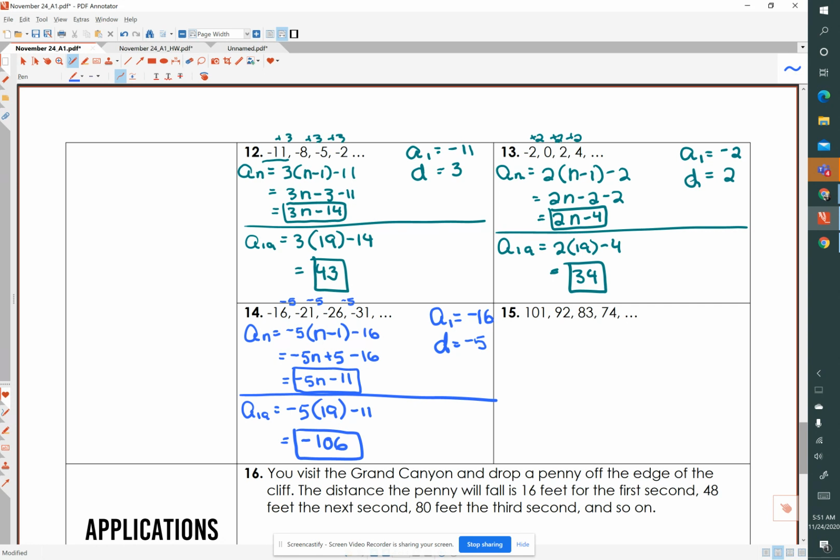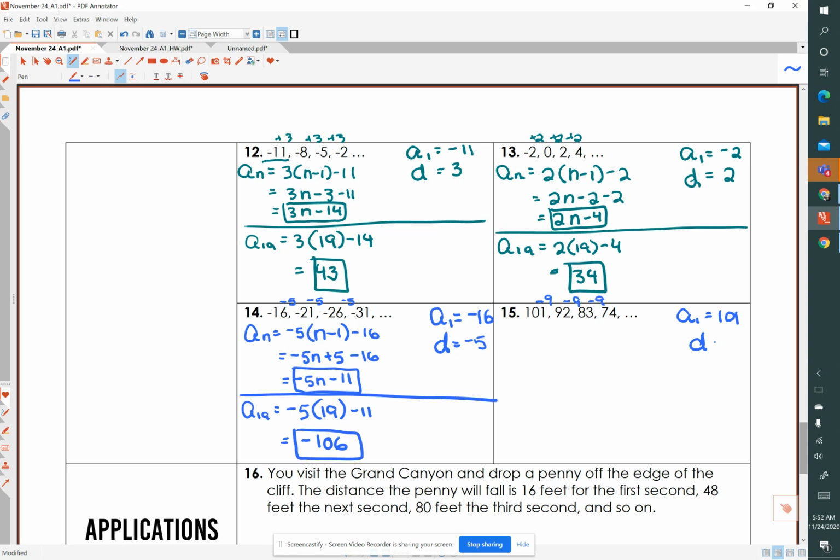And number 15, our first term is 101. And our common difference, so what's happening here, looks like we are subtracting 9 between each one of these.